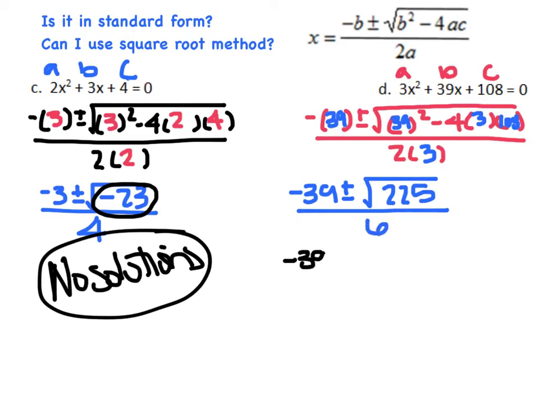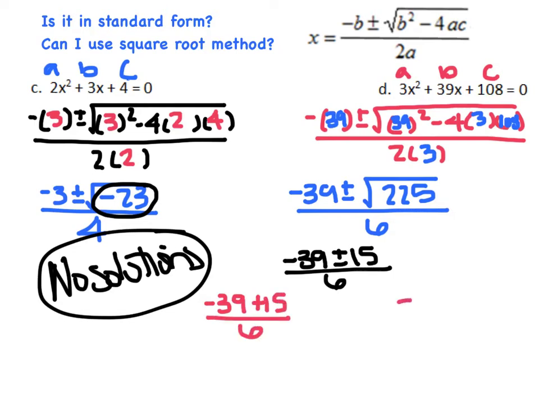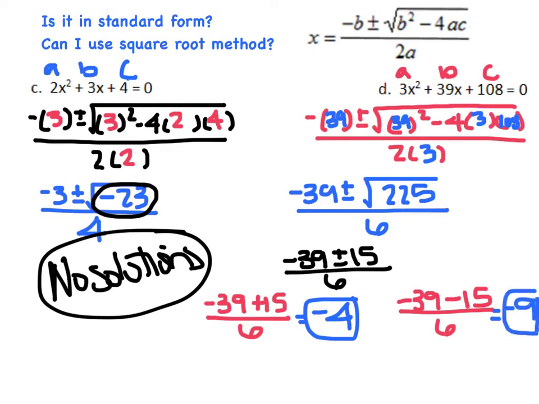Alright, well, let's see. What is the square root of 225? The answer is 15, all divided by 6. Remember here, your answer splits into two problems. Negative 39 plus 15 divided by 6, and negative 39 minus 15, all divided by 6. Work this out in your calculator. Okay, so negative 39 plus 15 divided by 6 is a total of negative 4. So there's my first solution. And my second solution, negative 39 minus 15 divided by 6, is negative 9. There are my two solutions, my two x-intercepts, my two zeros, my two roots. Remember, all those words mean the same thing.